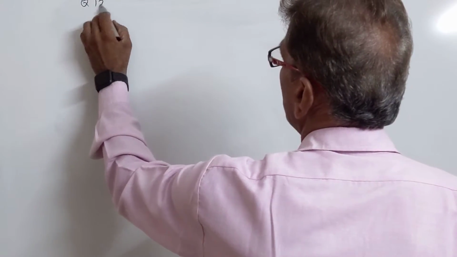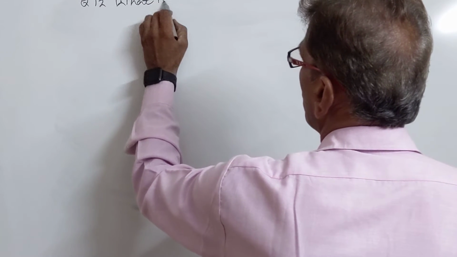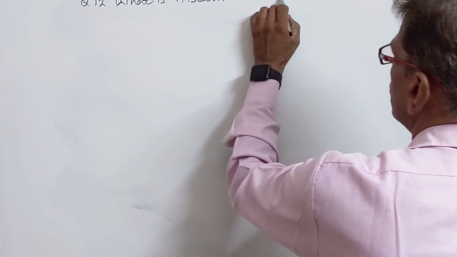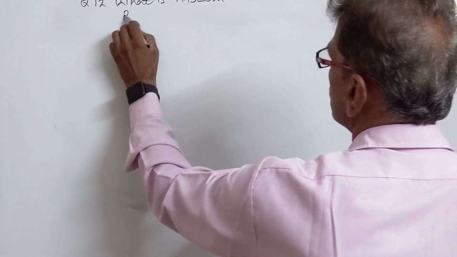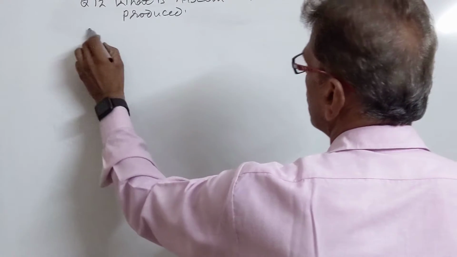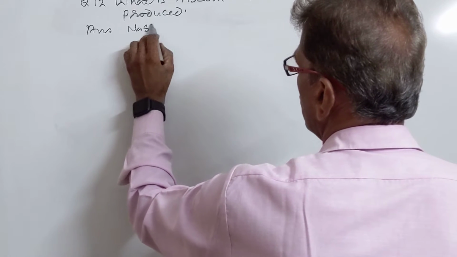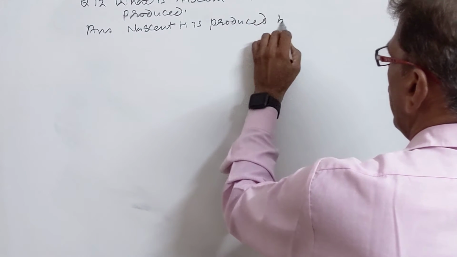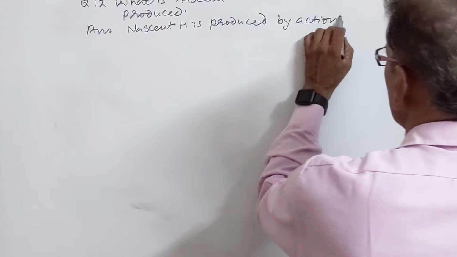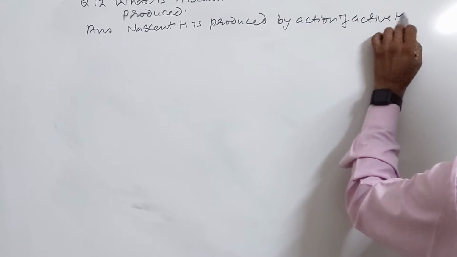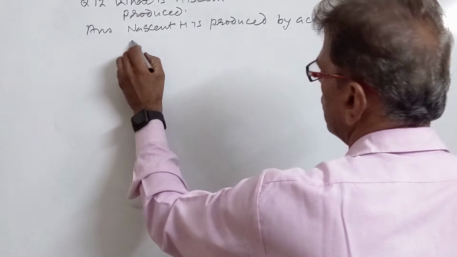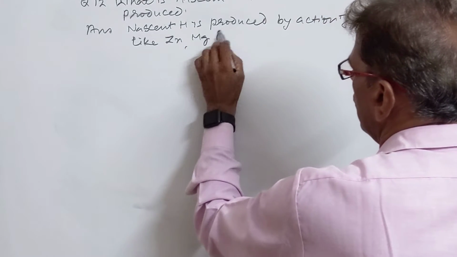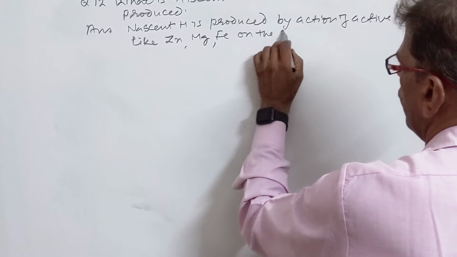Question number 12 is, what is nascent hydrogen? How is it produced? Nascent hydrogen is produced by the action of active metals like zinc, magnesium, iron on the inorganic acids.